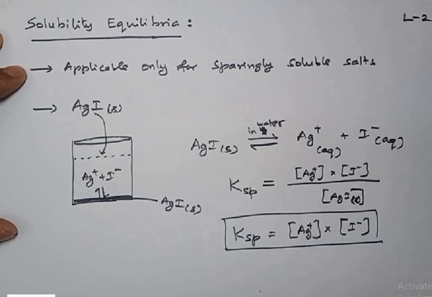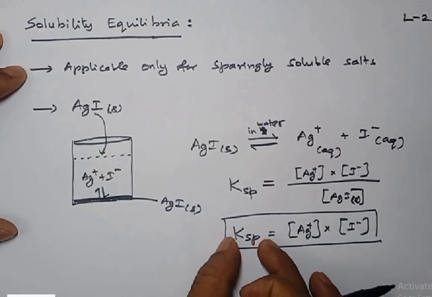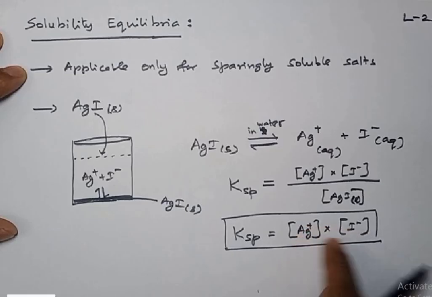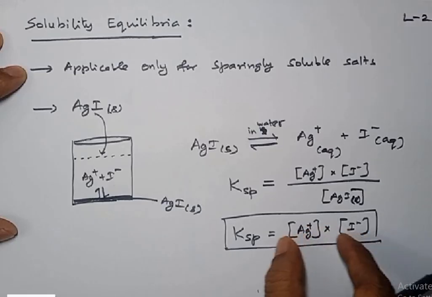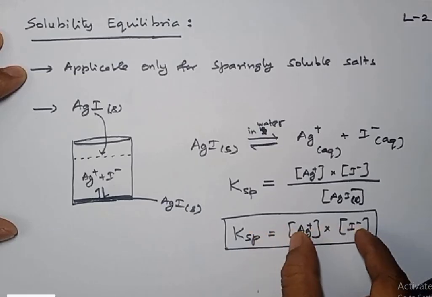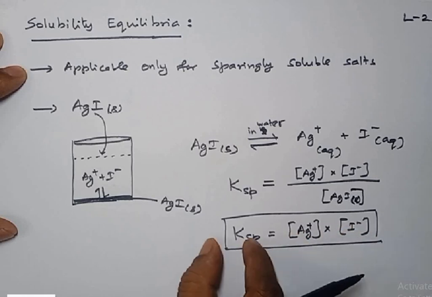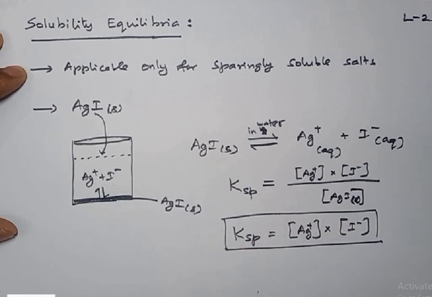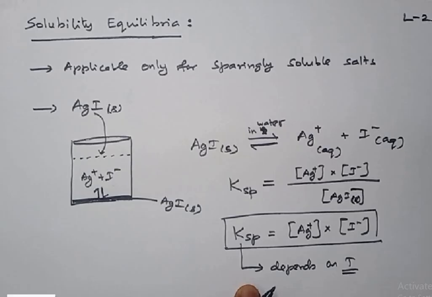This product of these two concentrations gives you the solubility product constant for silver iodide. If you multiply the concentrations of these two ions at equilibrium, we get the solubility product. And remember, the solubility product also depends on the temperature of this particular process. Take note.